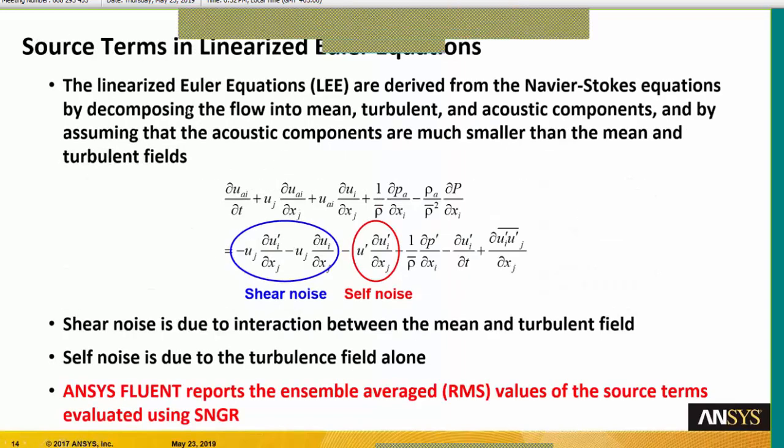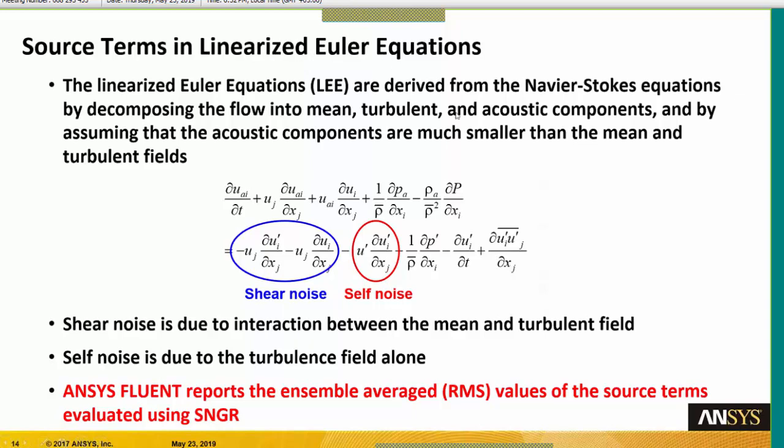Okay, so when you consider the first term, we are going to use a linearized Euler equation. They are derived from the Navier-Stokes equation. We decompose the flow into a mean, a turbulent, and an acoustic component. And this time, we consider that the acoustic components are much smaller compared to the mean and turbulent fields. So we are going to consider the terms that are the smallest inside the equation in terms of magnitude, amplitude. And these terms are usually quite complex, because when you consider smaller terms, they are usually more complex. These terms usually correspond to 2 contributions, shear noise and self noise.